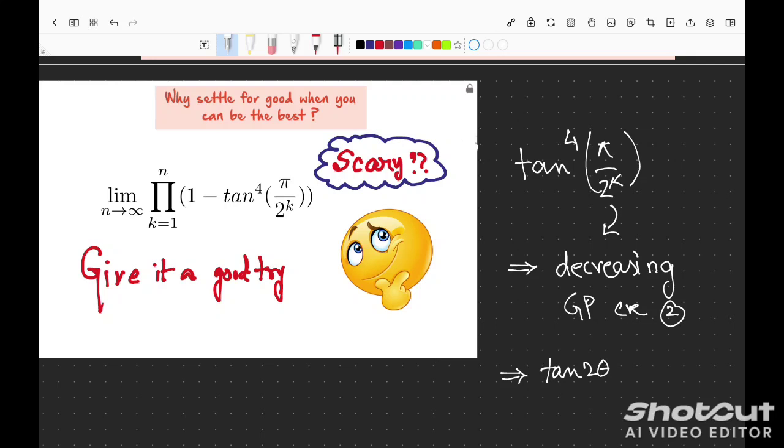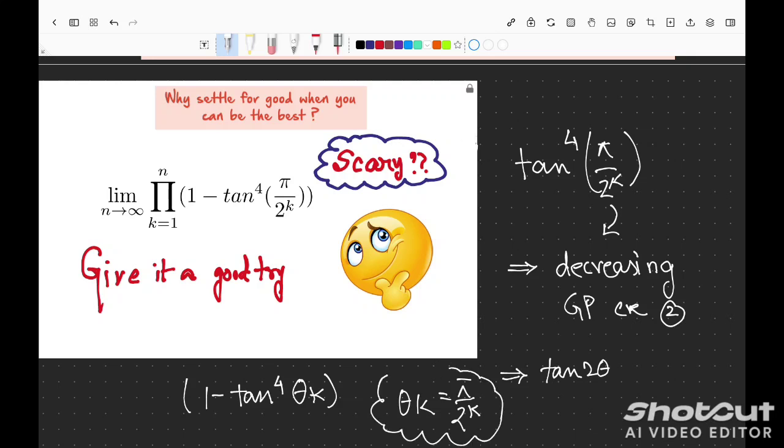Also, if you see the problem, it's given 1 minus tan to the power 4 theta k, where theta k is equal to pi by 2 to the power k. I have assumed this variable. So as you all know, it is just equal to 1 minus tan squared theta k times 1 plus tan squared theta k.